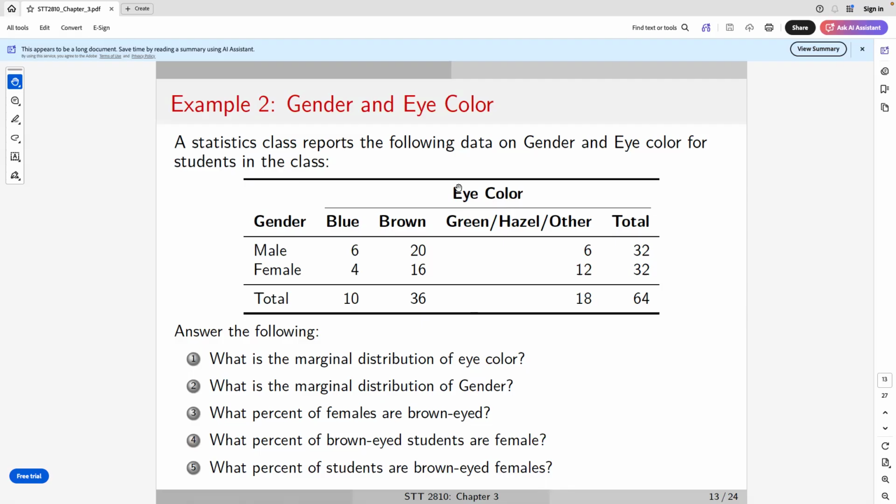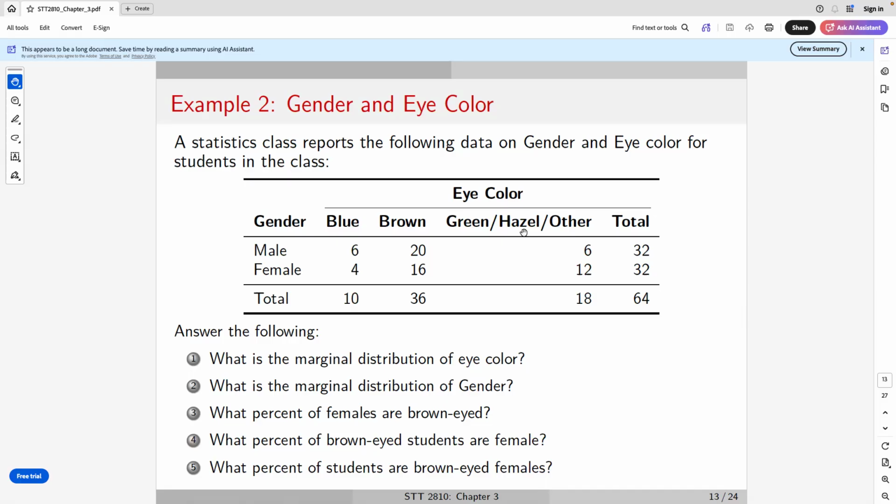What data did they collect on eye color? They recorded whether the eyes are blue. So you write blue, write brown, and then you write this. So we have three of them. I expect you to write blue down, write brown, and write green, hazel, or other. Write these three down. That is the first thing I want you to do. We are asked for the marginal distribution of eye color.